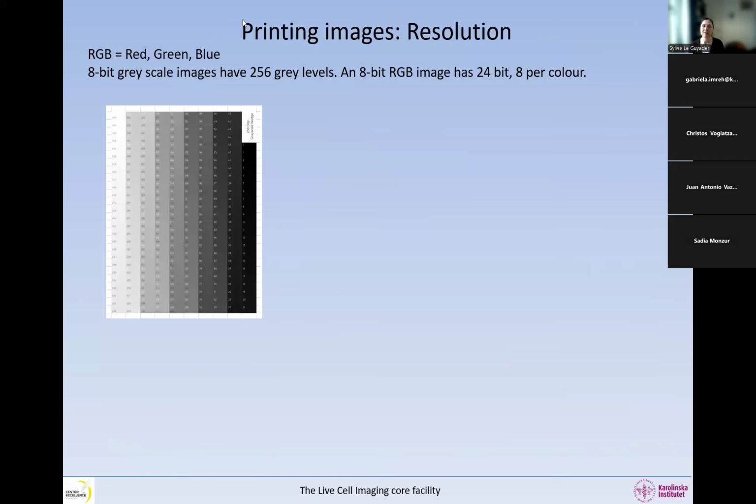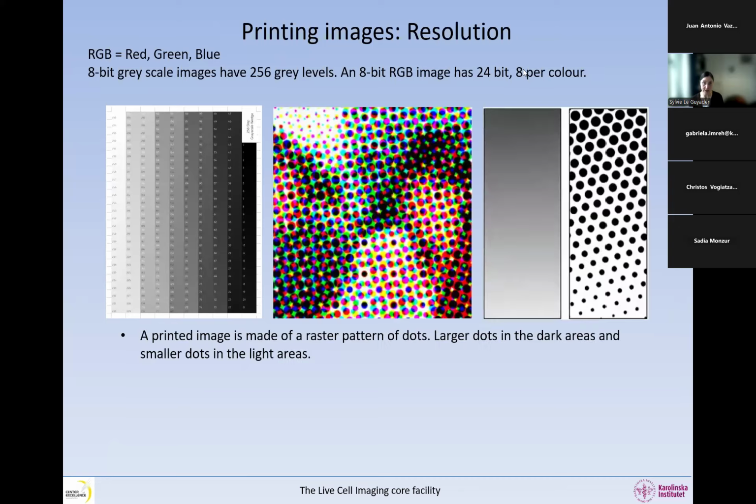So when we want to publish, now if we look at the bit depths: an RGB image is red, green, and blue. If we have an RGB image in 8 bits, it means we have 3 times 8 bits, so we have a total of 24 bits. It's because we have 8 bits per color. Now, this is a very confusing thing.